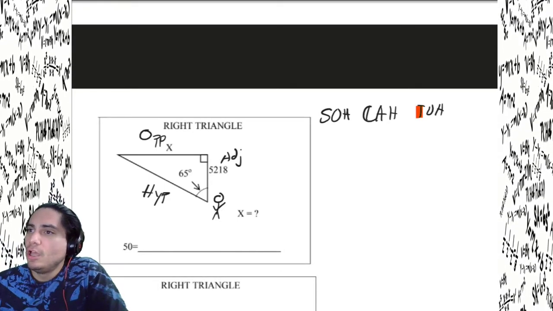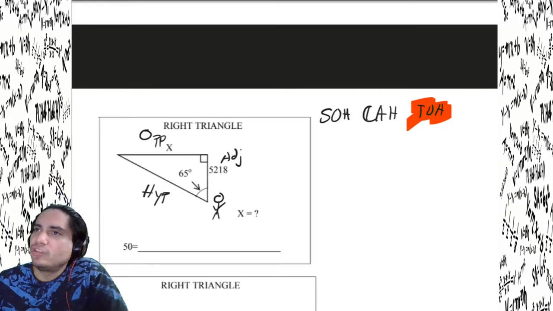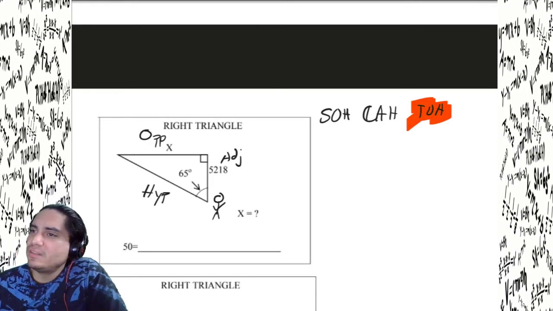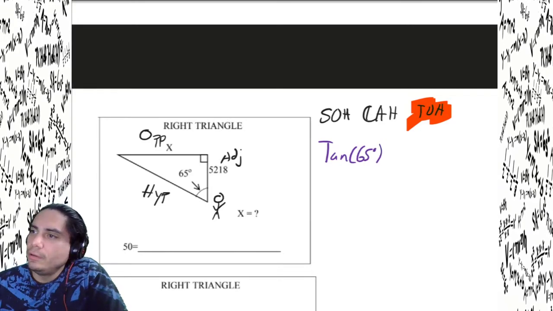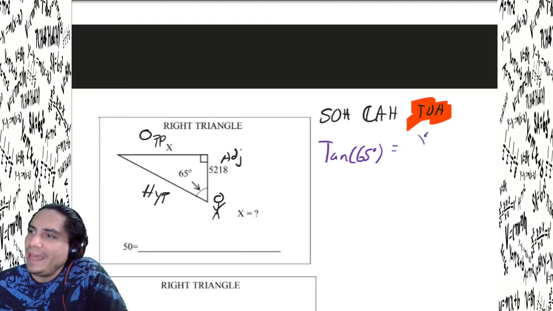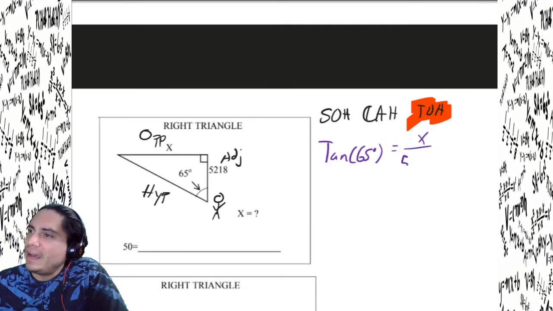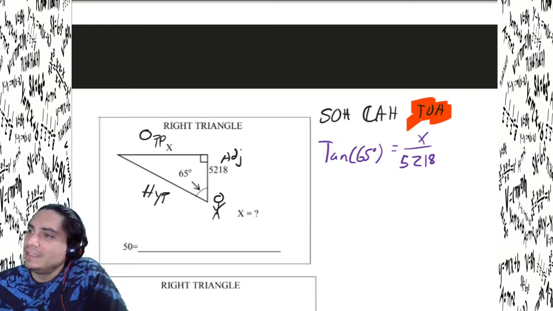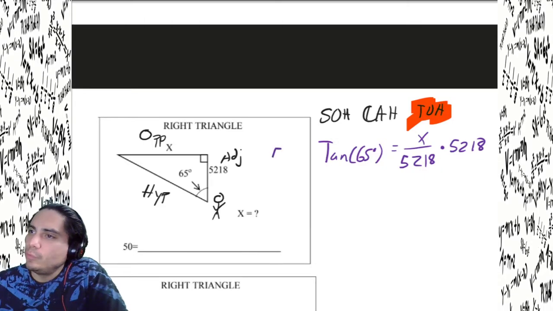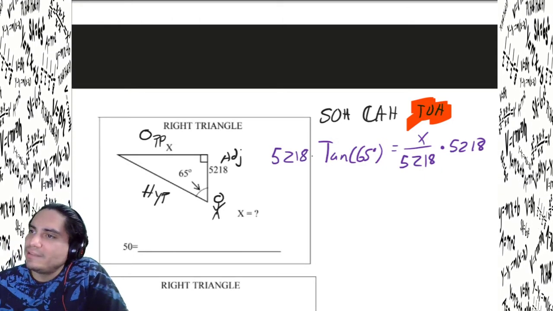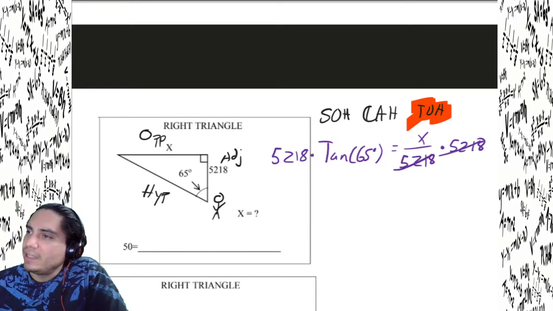I'm not waiting here. We're going to go ahead and use TOA. All right, so let's check it out. We got TOA up in this. So we're going to do the tangent of 65 degrees, and we're going to go ahead and put x over 5,218. Multiply both sides by 5,218. And guess what we end up with? We end up with x isolated, and we're going to go ahead and cancel these out.